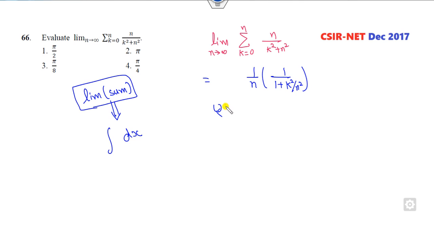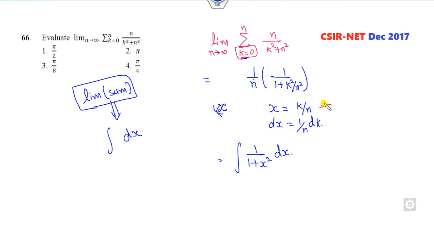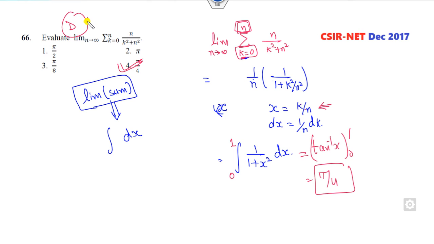Fine. Now if I take x as k by n, then what is my dx? 1 by n of dk. So if I substitute here, this is 1 by n of dk, that's the limit changing with respect to k, integral of 1 over 1 plus x square dx. What are my limits? When k is 0, what is the value of x? 0. When k is n, the limit of this is 1. So what is the answer of this? Tan inverse x. So it's pi by 4 minus 0, which is pi by 4. Right answer is D, the correct option.